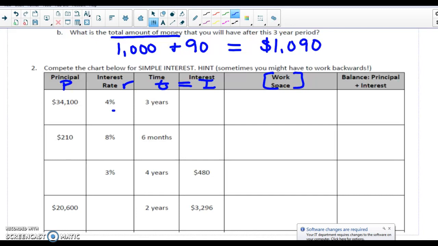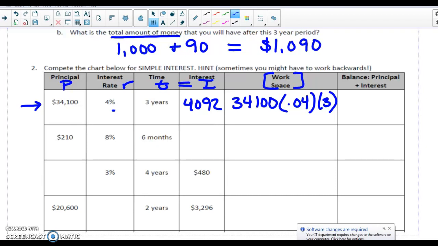So for the first one, I'm going to do this row for you. I'm going to multiply my principal, which is $34,100, times my rate, which is 0.04, times my years, which is 3 years. That's what I would want to see in the workspace so that I knew what you were typing in. If you figure that out on your calculator, you should get 4,092. That's how much interest you make.